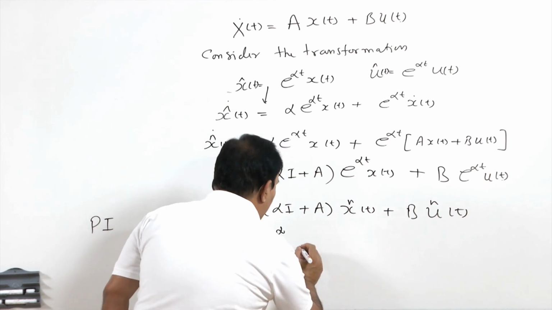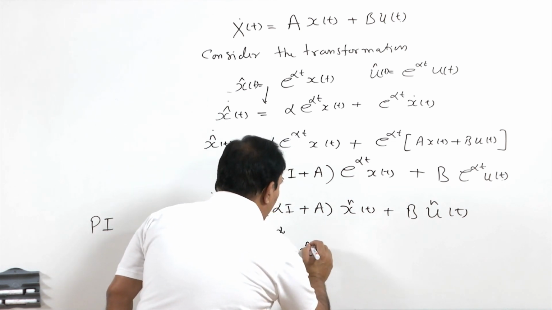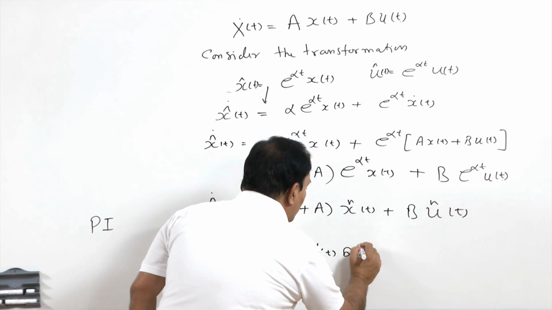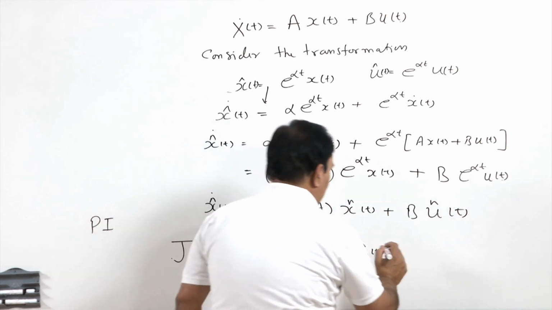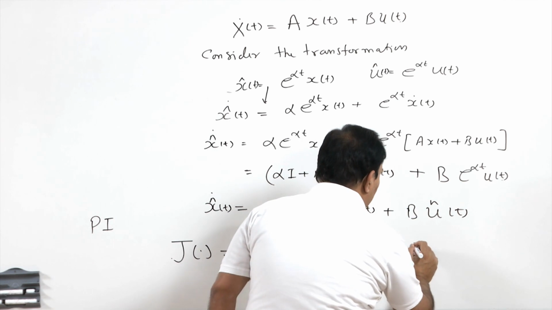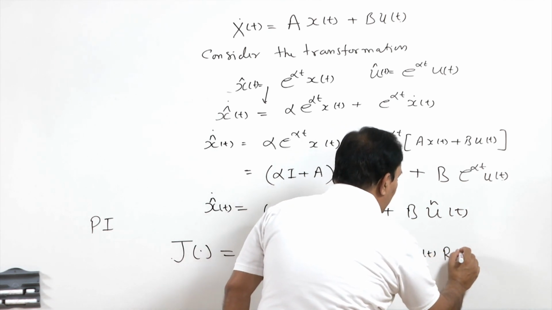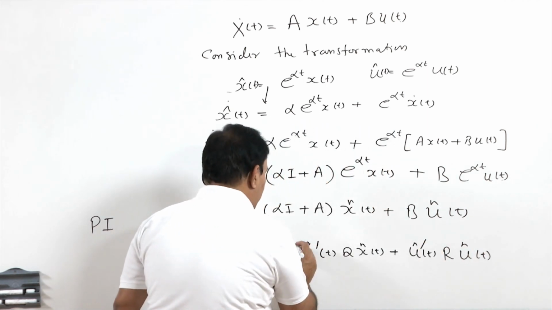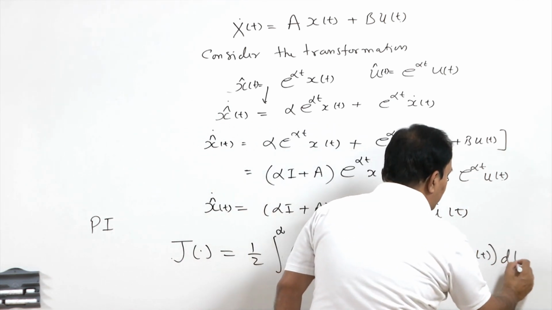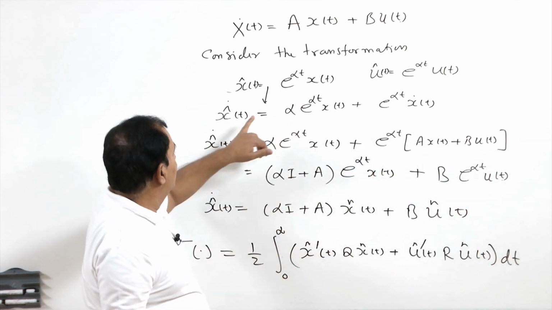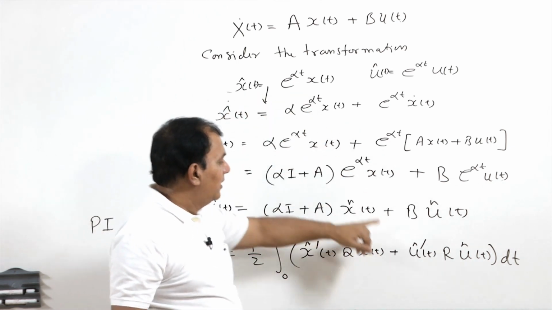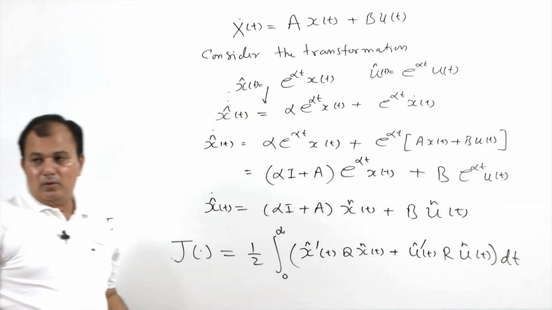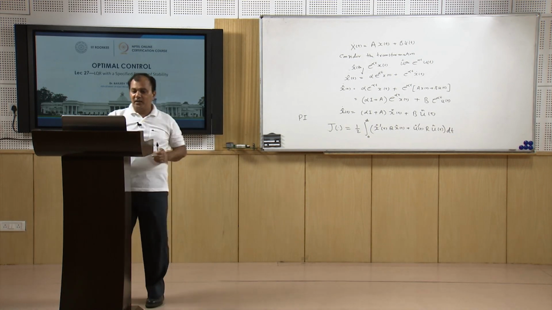I can modify my performance index as x hat prime t Q x hat of t plus u hat prime of t R u hat of t dt, where x hat is e to the power alpha t x t and u hat is e to the power alpha t u t. So, e to the power 2 alpha t we have taken here.